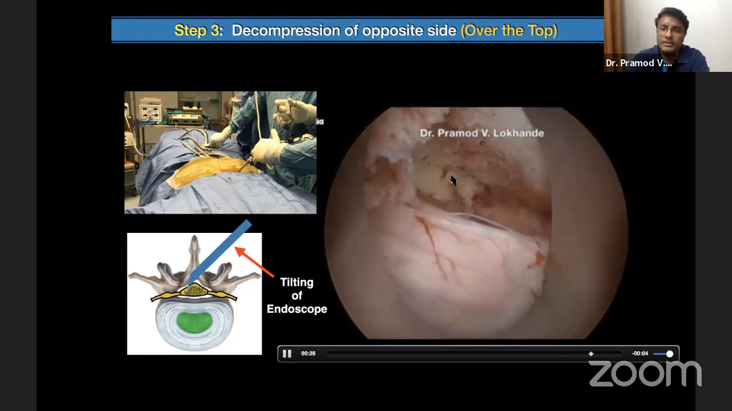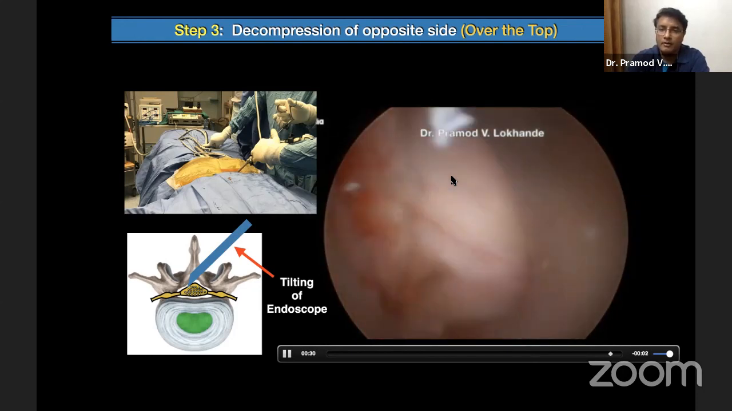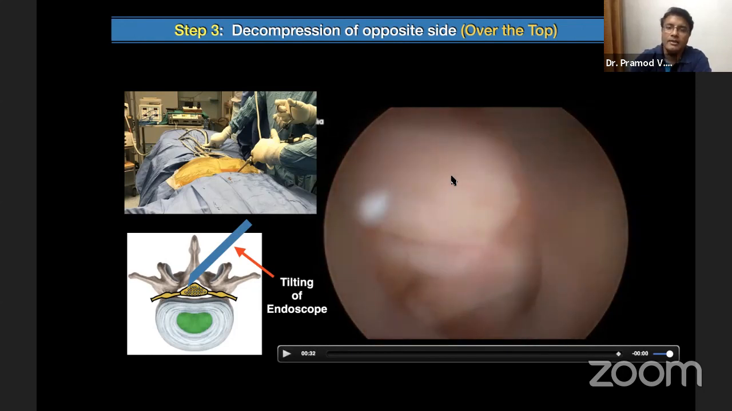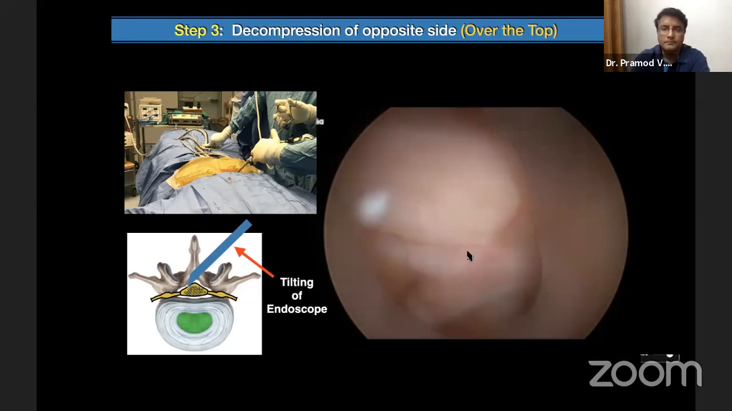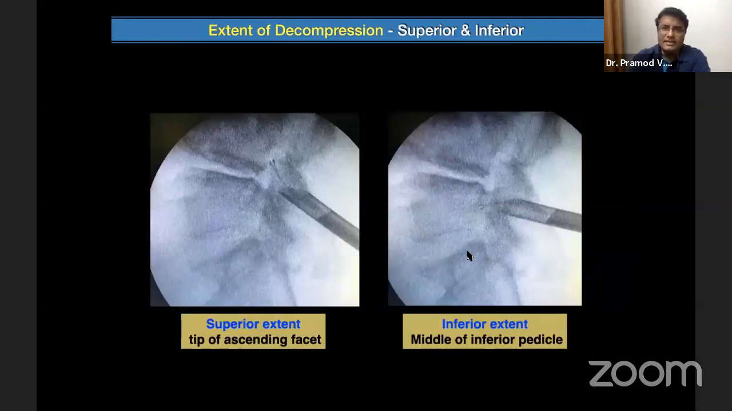And once the decompression is completed, you can visualize the entire dura, and this is the ipsilateral nerve root. This is the dural side. So what is the extent of decompression? I think superiorly, as we discussed earlier, it is from the tip of the ascending facet, and inferiorly, it is up to the middle of the inferior pedicle.